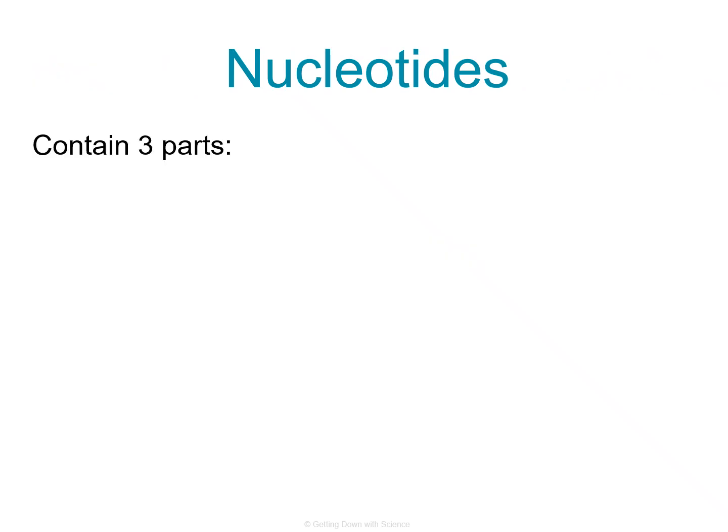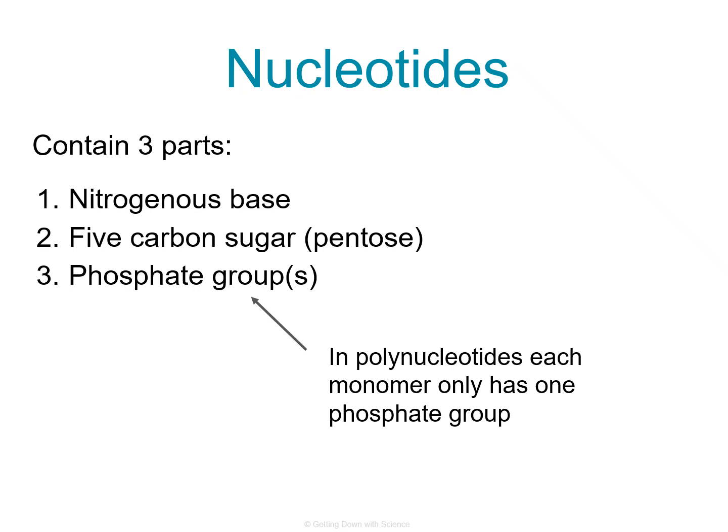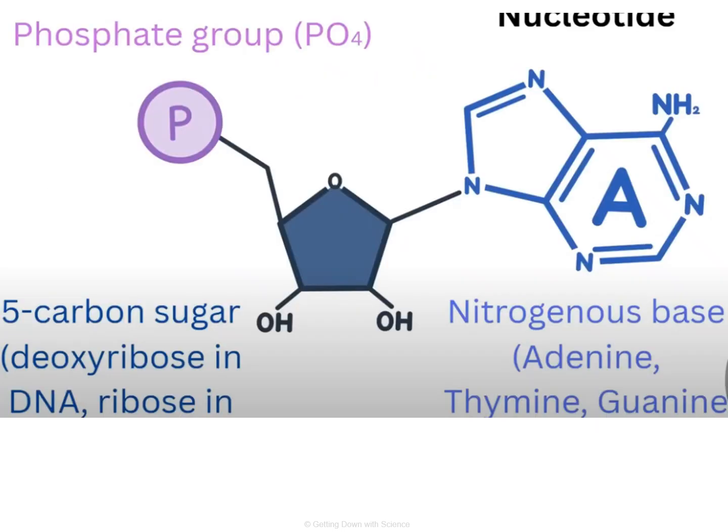And nucleotides contain 3 parts. They have a nitrogen base, a 5-carbon sugar, or something called a pentose, and a phosphate group. In polynucleotides, each monomer has 1 phosphate group. So you can count the monomers by how many phosphates there are. So we can see it here, right? We've got a phosphate group, our 5-carbon sugar, and our nitrogenous base.